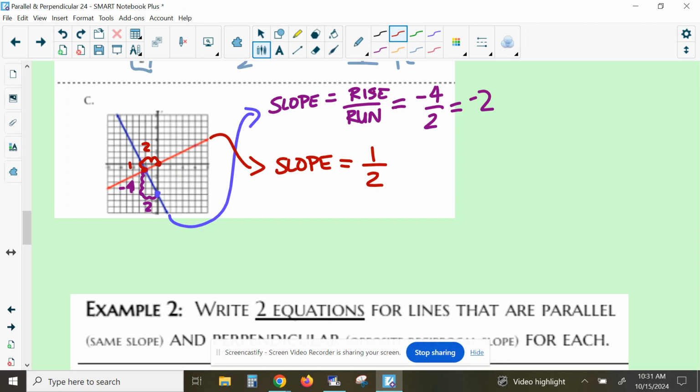So are these parallel? Nope. Are they opposite reciprocals? They are opposite reciprocals. So these are opposite reciprocals. So that means that they are perpendicular. So then I do know that there is a right angle in between those two.